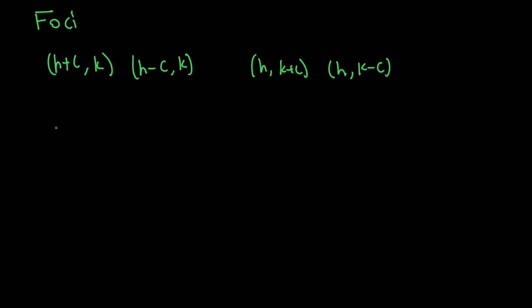So how do we know what c is? Well, we just have to do a squared plus b squared equals c squared. So if we know what a and b are, we can use this to find what c is. And when we find what c is, we'll just have to add or subtract it onto h or k depending on if it is a vertical or horizontal hyperbola.